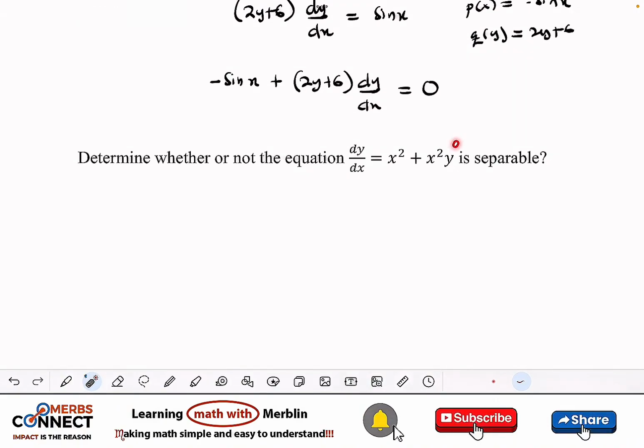Let's take another one. We want to also determine whether this is separable. Same idea: dy over dx is equal to x squared plus x squared y.